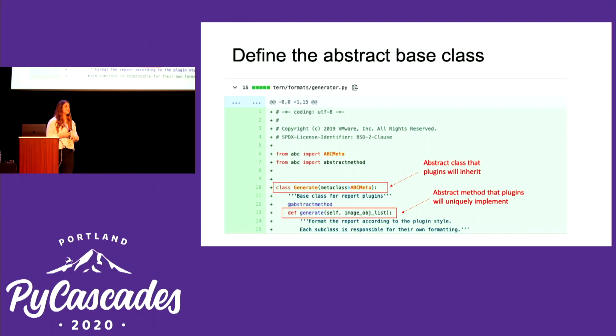And now that we told Stevedore where to find the plugins, we needed to define an abstract base class to set the expectations for all of the other plugins that we were going to implement. So we used the abstract base class module in Python, this metaclass, and then the abstractmethod decorator. And basically what this does is tells all the plugins you need to extend this generate class, and then you'll uniquely implement this generate function according to whatever plugin you are.